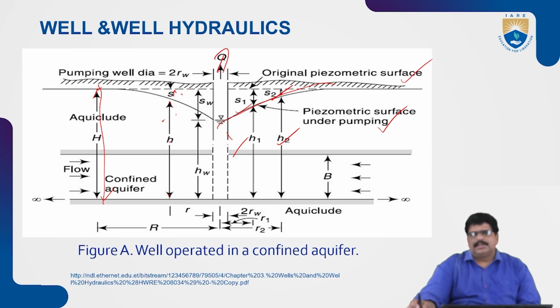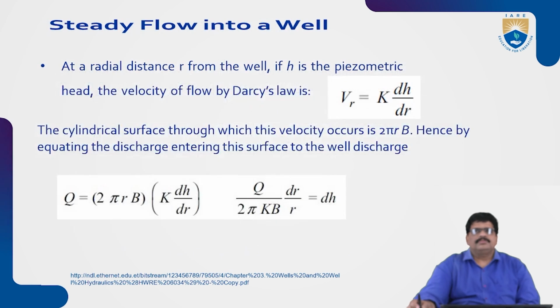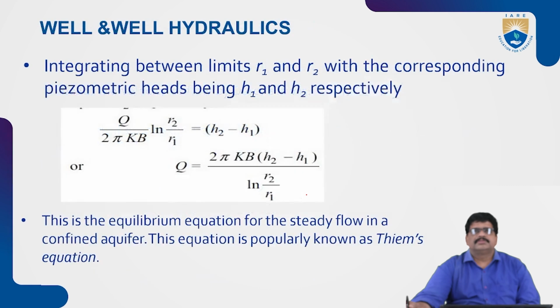The water table can be designed by using the steady state flow of the wells. The piezometric head of the flow follows Darcy's law: V_r equals K into dH by dr. The cylindrical surface through which the velocity occurs is 2 pi r b, hence we equate the discharge entering the surface of the well. Discharge Q is equal to 2 pi r b, K into dH by dr, that is, Q by 2 pi K b, dr by r, is equal to dH.